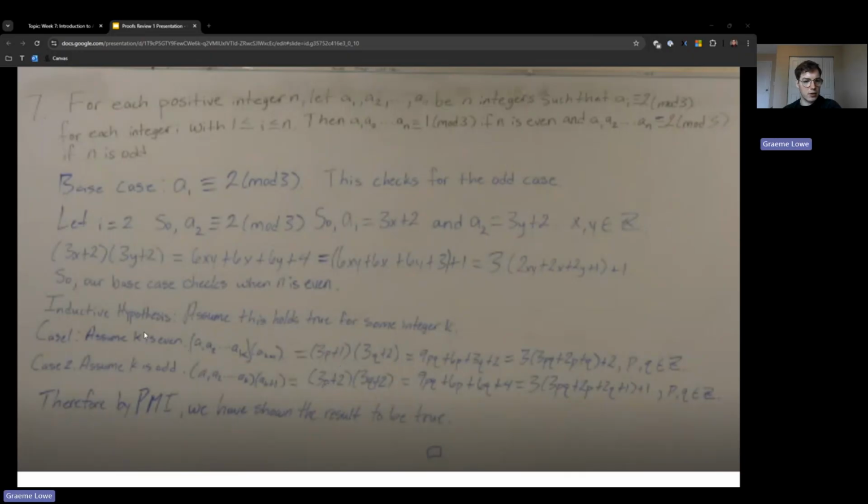And I think even when I was talking about case one, I messed up myself thinking about k is even, k is odd, but at the end, we did show the result to be true by proving both of these cases.